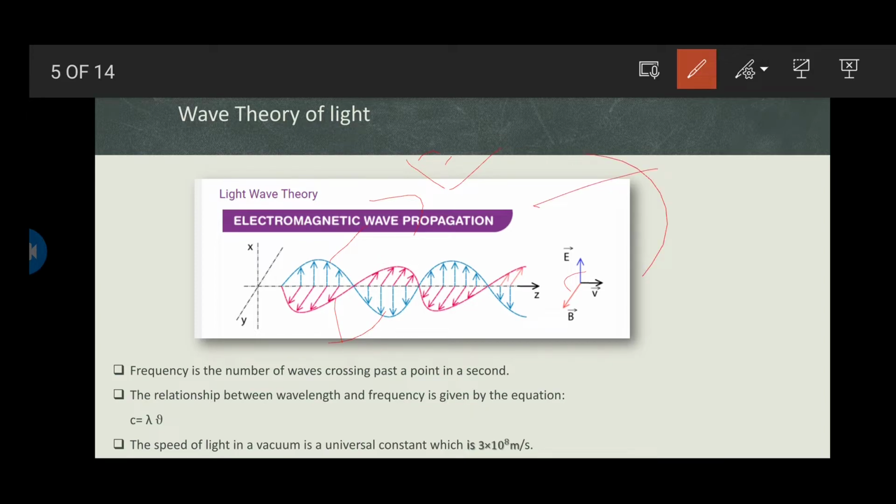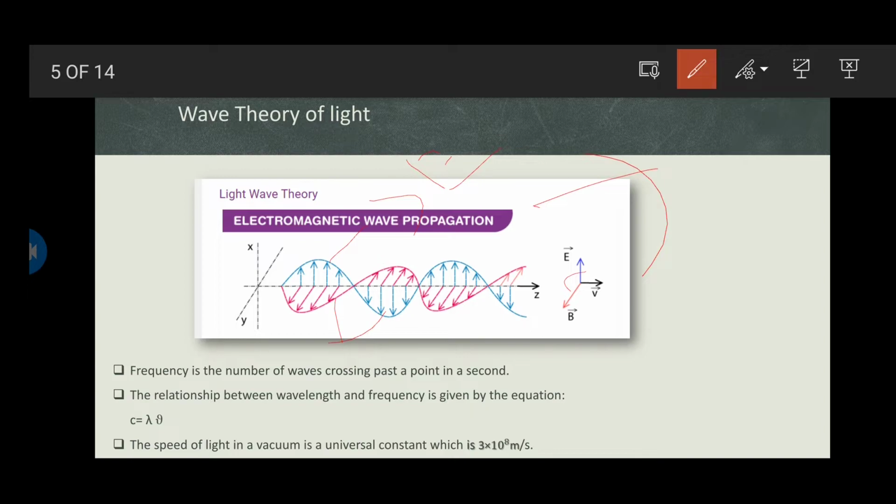And hence, frequency is the number of waves oscillating at a point. Frequency is the number of waves crossing a point in a second, the number of oscillations per second. There are many definitions for frequency. We represent frequency using mu or f. In waves we will use mu, which is just 1 by t.